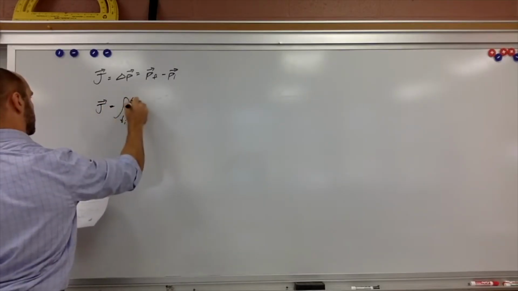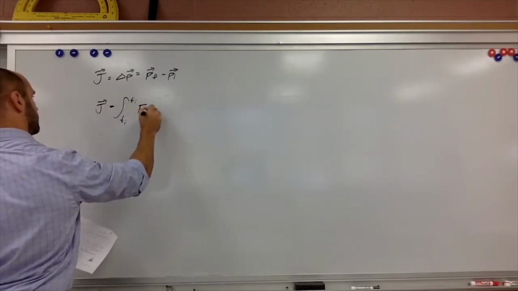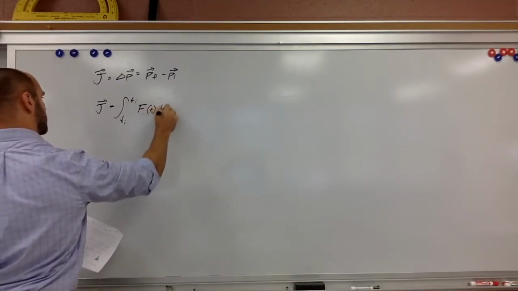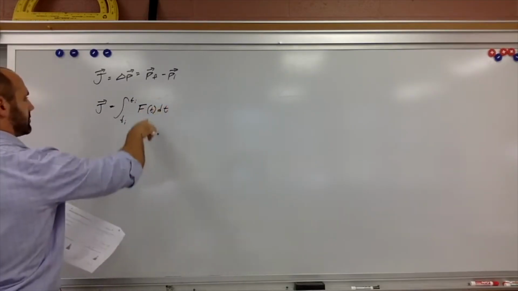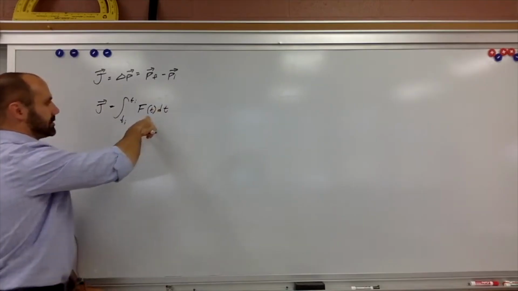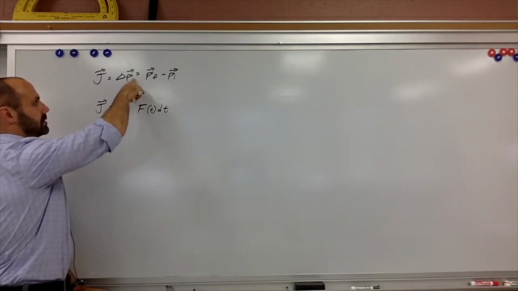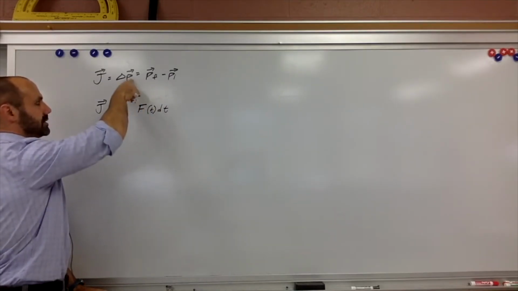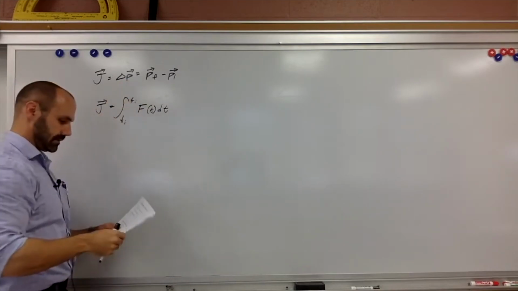Now, since this is the change in momentum, we also know that J is going to be equal to, from time initial to time final, the integral of force with respect to time. Right? Because force is the derivative of this, so the antiderivative of this will give us the change in this, right?